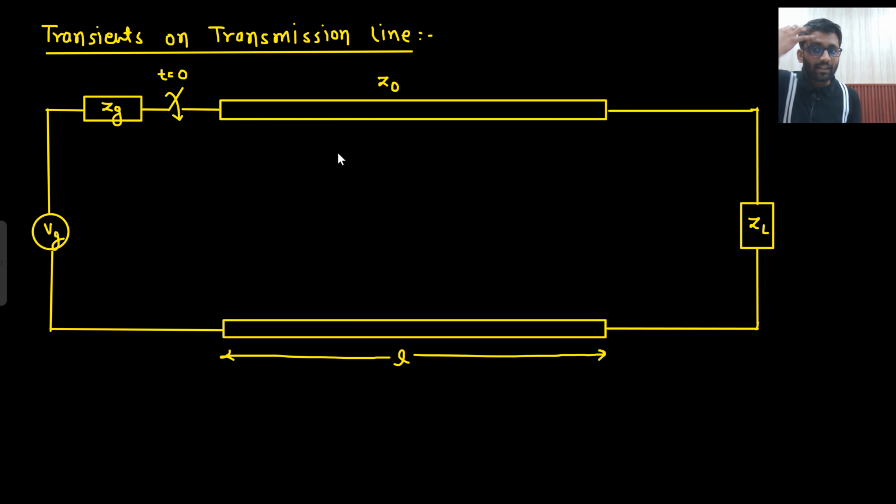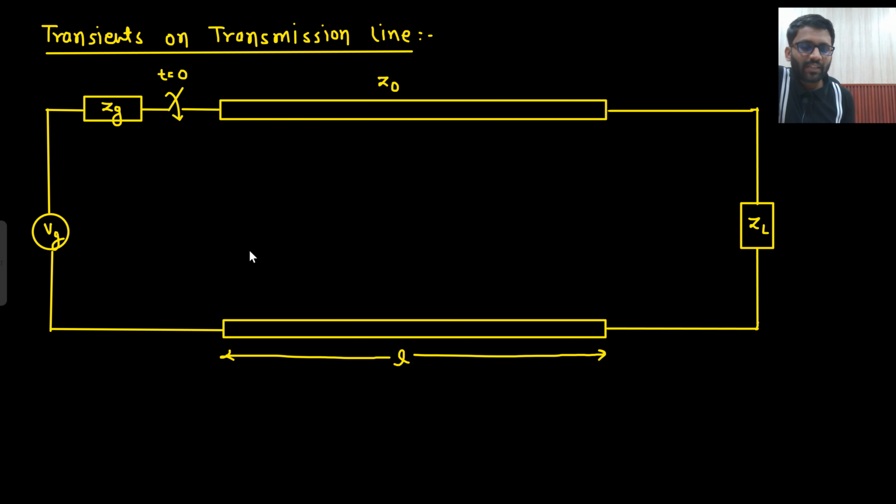Yeah, so let's start the second half of this video. Now we need to do the transient analysis of a transmission line. That means at a particular time instant, I need to tell the value. They can ask me the value at the load, or somewhere in between, or at the source end as well. So at a particular time instant.